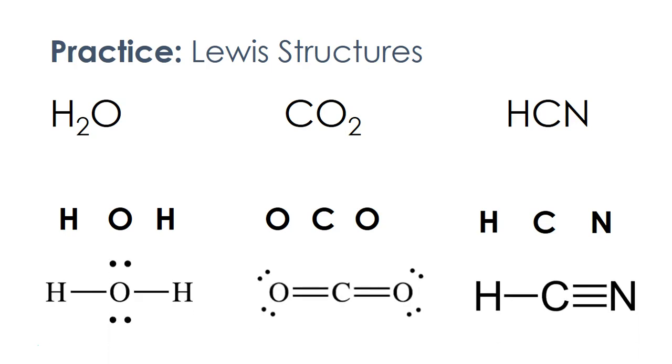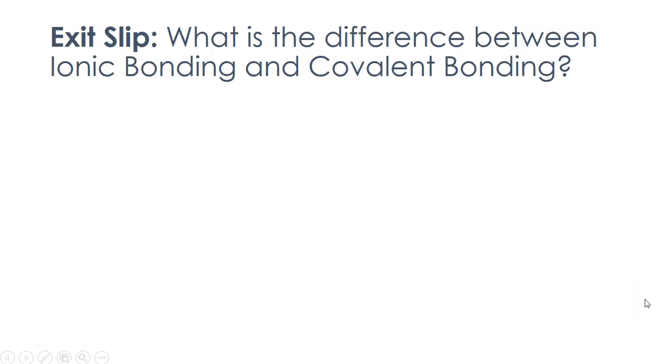Hopefully you tried these 3 examples, and these are the answers to your 3 practice problems. You want to make sure that you put the electrons that are not bonding on your different elements to show that they form octets. This nitrogen over here is missing 2 electrons right over here.